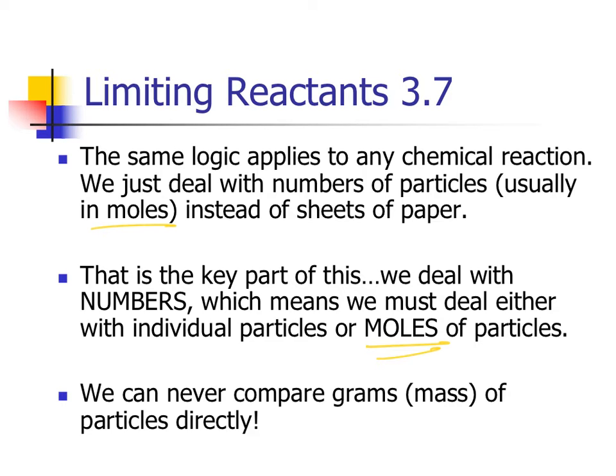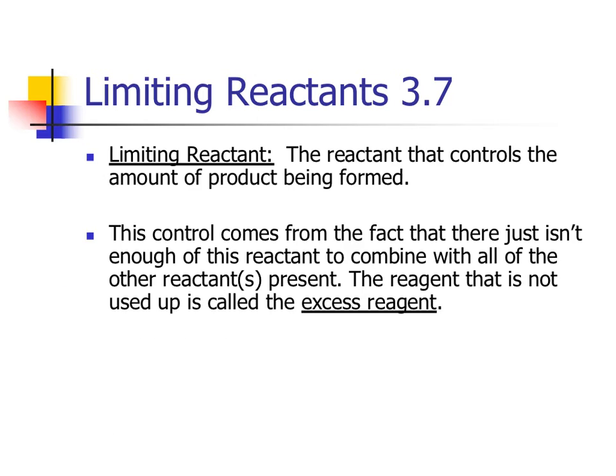So I tend to go a route that I feel a lot of students in the past have had more success with and less confusion. So the limiting reactant is the reactant that controls how much product is being formed. Something is limiting your production of what you want, whether that be bicycles or chemical reactions, whatever it may be. There's something limiting your production.